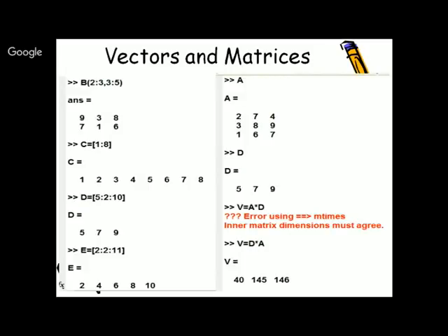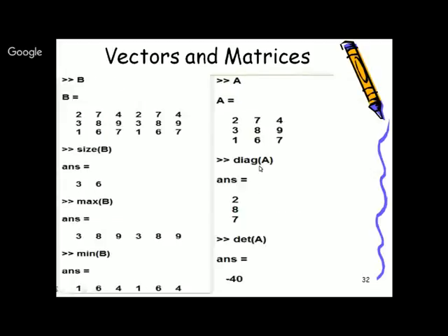That simple multiplication operator will do matrix multiplication. So A into D will not work, it will do D into A. See, it is giving you the values. When you do A into D, it gives an error, but D into A works, because the matrix dimensions are not matching. Okay. Similarly, there are various commands on matrices.